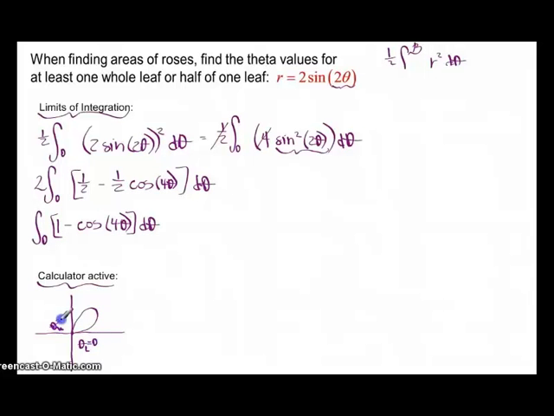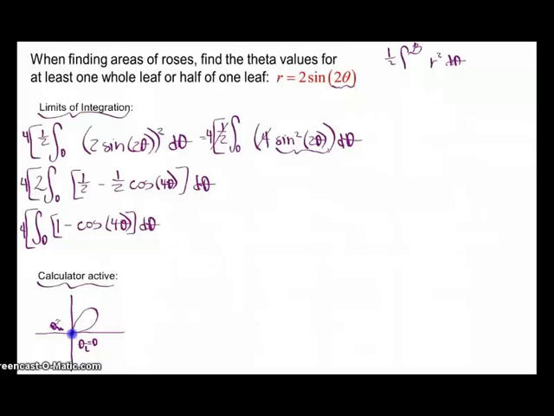Our lower limit is 0, but if we could find what theta is once we have drawn that first leaf in quadrant 1, then all we have to do is come back here and take 4 times that, and we could put a 4 in front of each one of these. 4 times the area of one leaf would give us the area of the whole polar function. So now we've got to determine what our upper limit is.